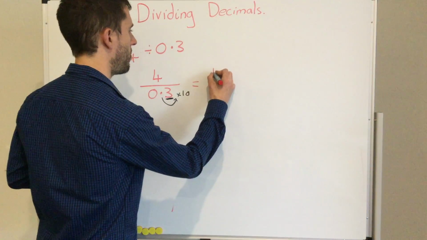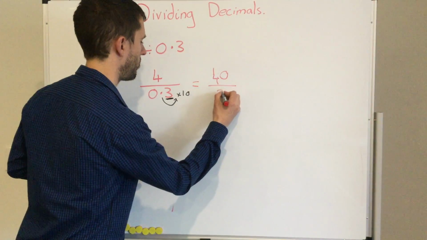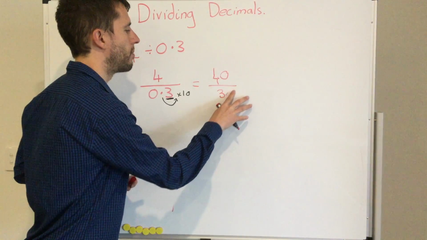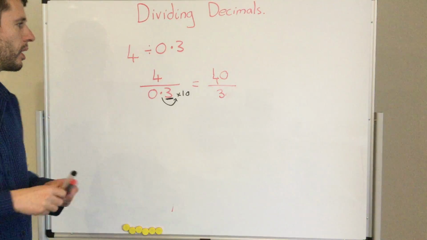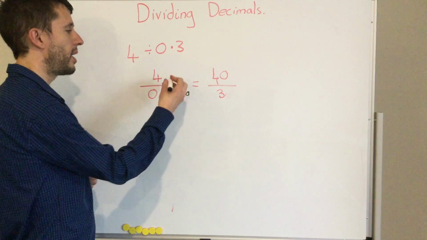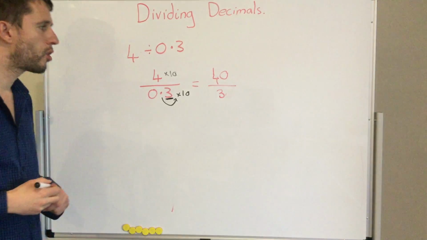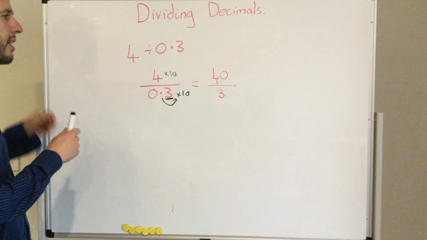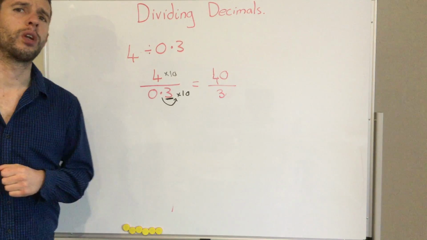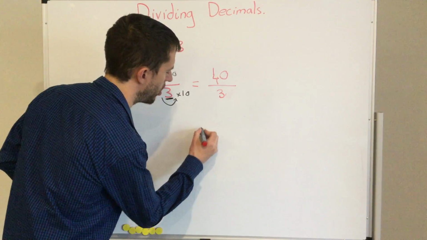So it becomes 40 over 3. Because if you times the denominator by 10, you need to times the numerator by 10. So it's an equivalent fraction. So that gives me 40 divided by 3. Now I've got 40 divided by 3, it makes it a lot easier to do it the normal way.